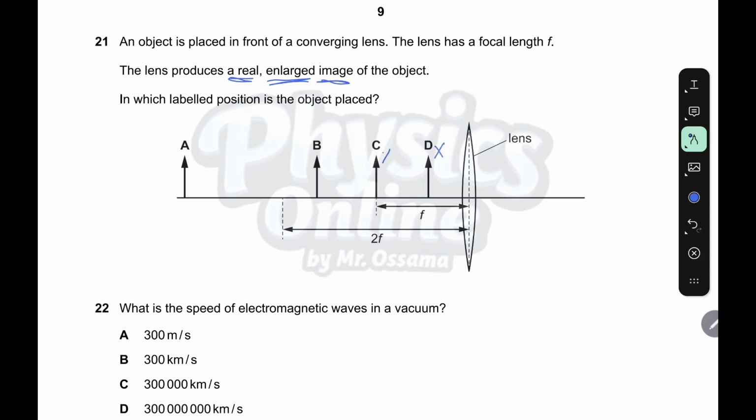At C, no image. At B, we have a real, enlarged image here. At A, we have a real image but minimized. So the answer is B.